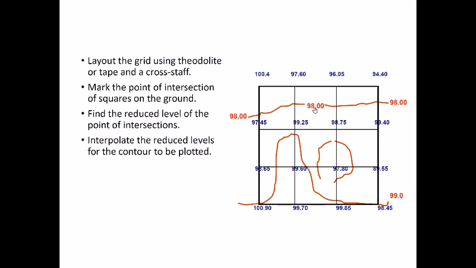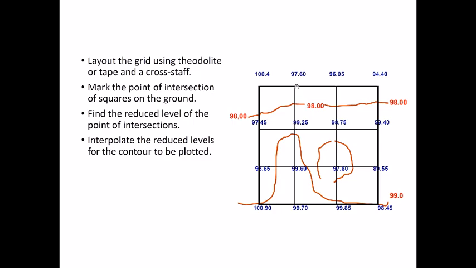So let's see over here, they are drawing for 98. This value is 97.6 and this is 99.25. So if this distance is 5 centimeters, that would mean 99.25 minus 97.6 divided by 5. That would give me the elevation difference if I move 1 centimeter on this line.